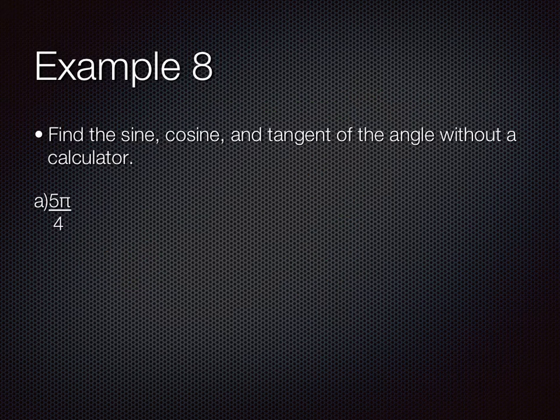All right, example 8, find the sine, cosine, and tangent of the angle without a calculator. So we go back to kind of what we learned in 4.2 when we talked about the unit circle. 5 pi over 4. Let's try to do it without looking at our unit circle. So for pi over 4, the coordinate point there is root 2 over 2 and root 2 over 2. And the tangent is 1.